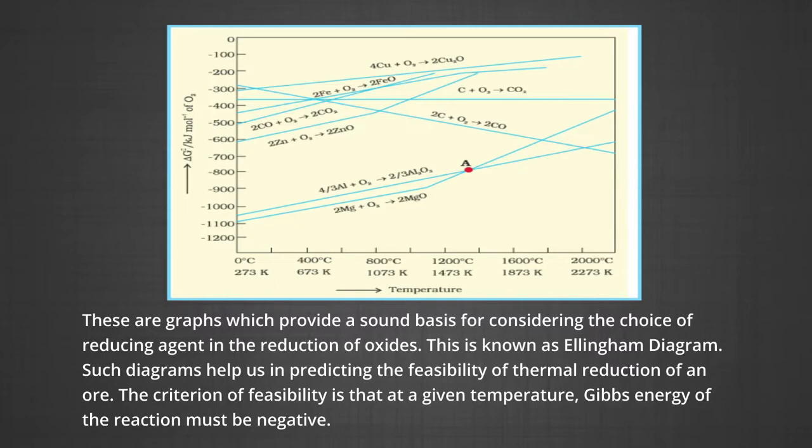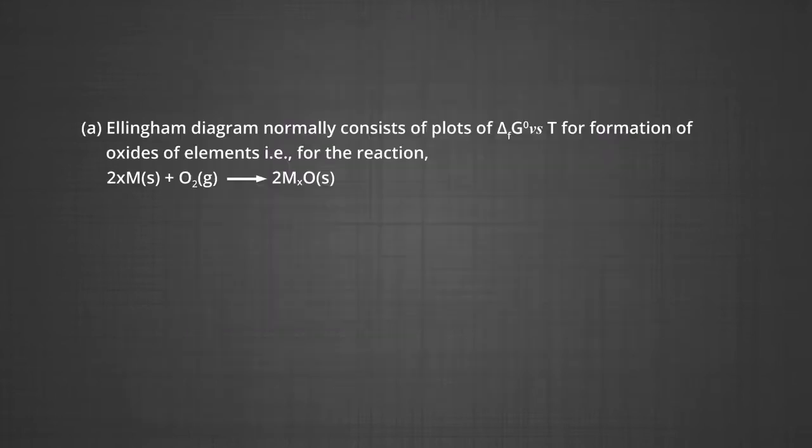These are graphs which provide a sound basis for considering the choice of reducing agent in the reduction of oxides. This is known as Ellingham diagram. Such diagrams help us in predicting the feasibility of thermal reduction of an ore. The criterion of feasibility is that at a given temperature, Gibbs energy of the reaction must be negative. Ellingham diagrams normally consist of plots of delta G naught versus T for formation of oxides of elements.